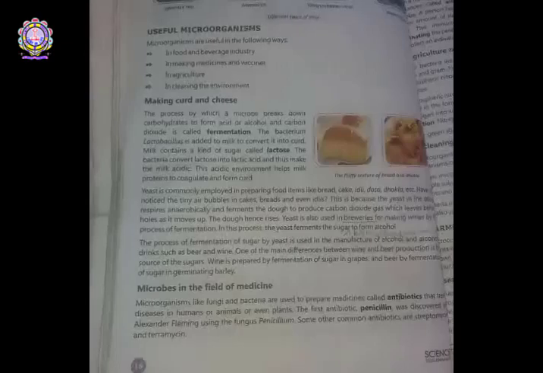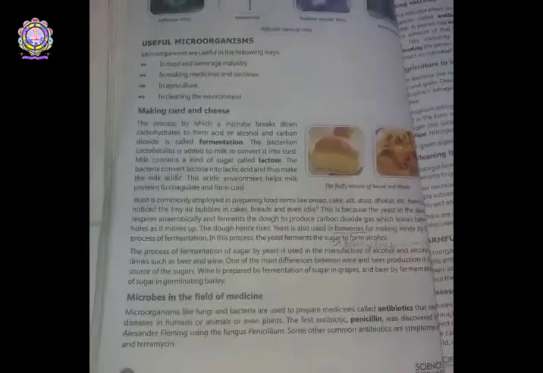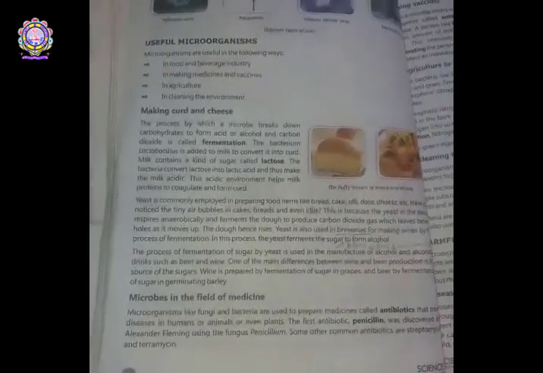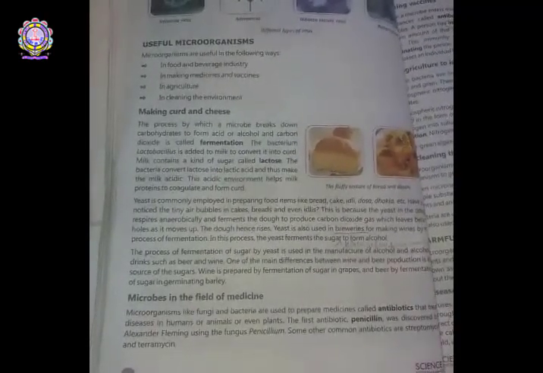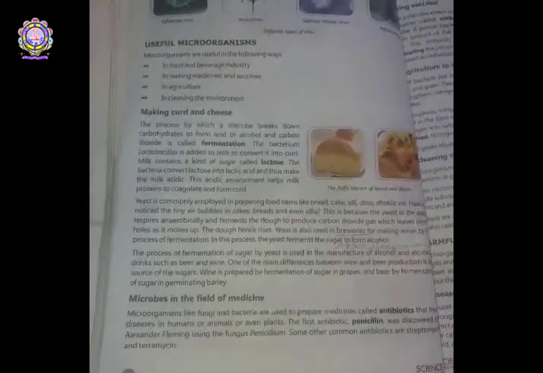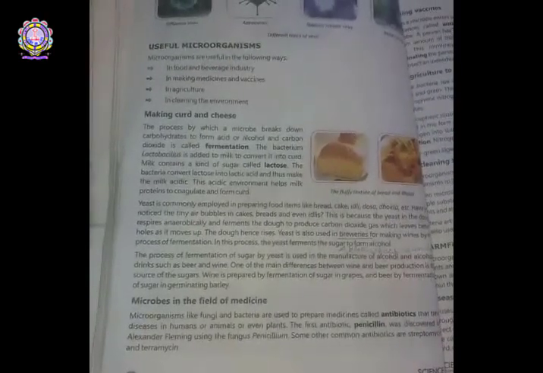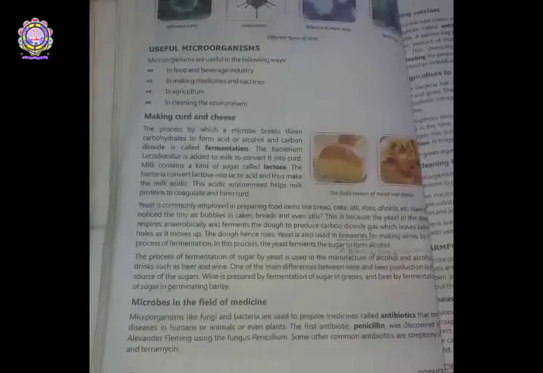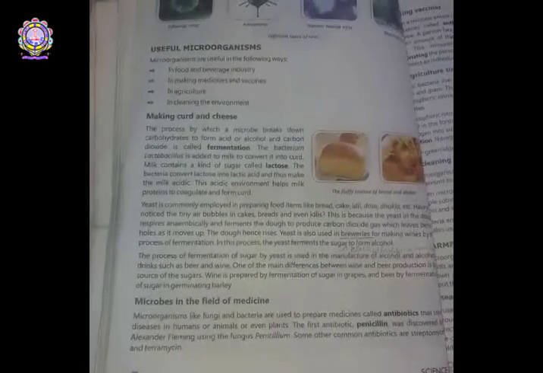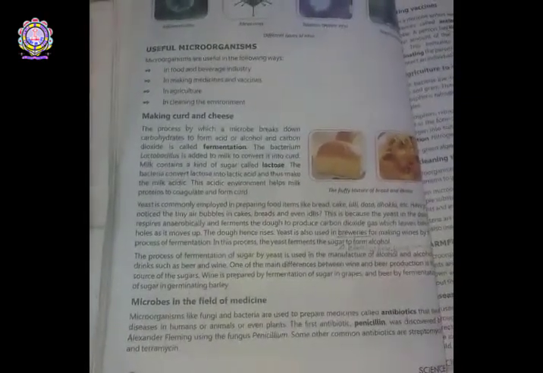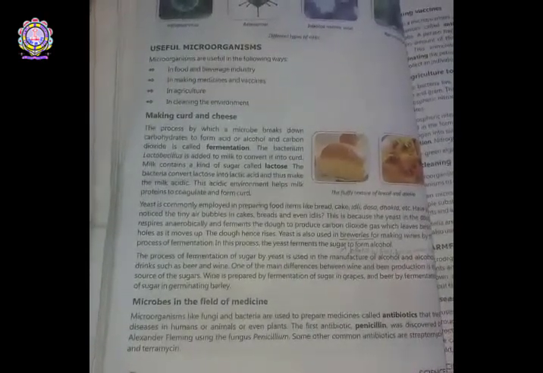Here, distillation is a chemical process, but fermentation is a natural process which is completed by yeast. One of the main differences between wine and beer production is that wine is prepared by fermentation of sugar in grapes, and beer by fermentation of sugar in germinating barley. So do you know the importance of microbes in making foods and beverages?